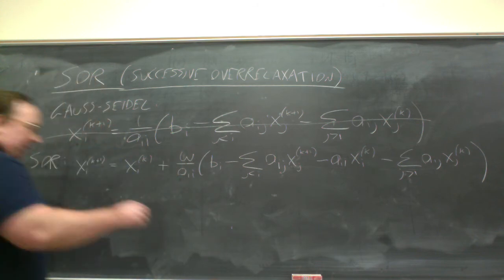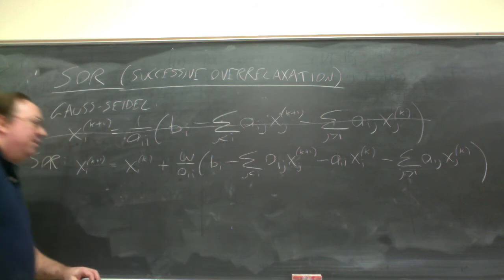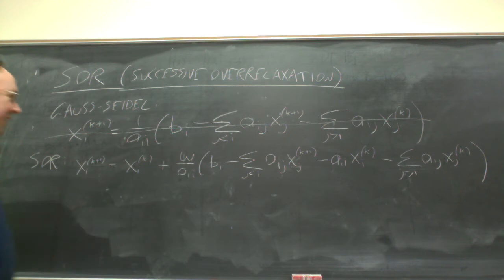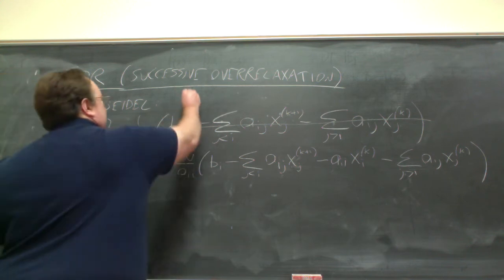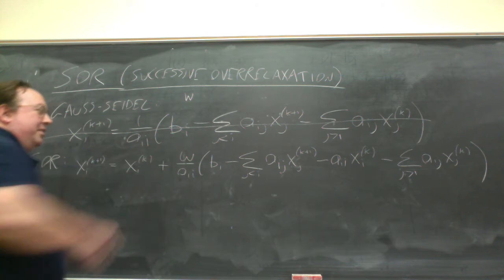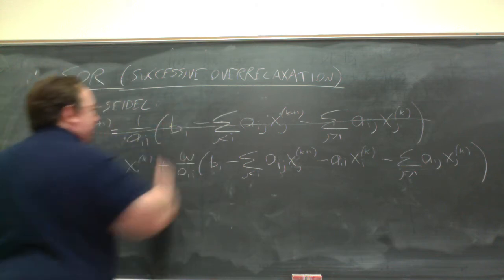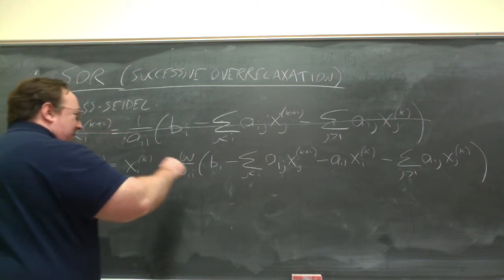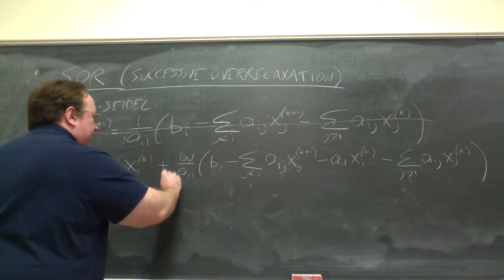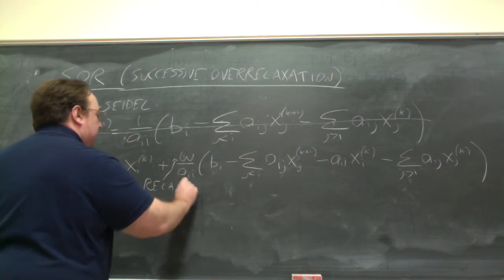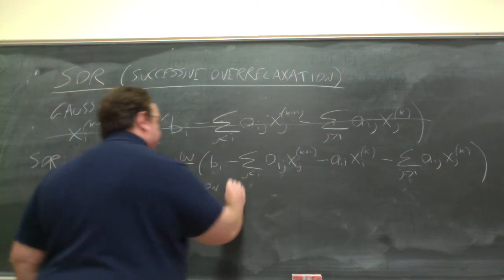So that's an omega, not the letter W. These are my W's. These are curvy. Okay. All right. Now, this is called the relaxation parameter.